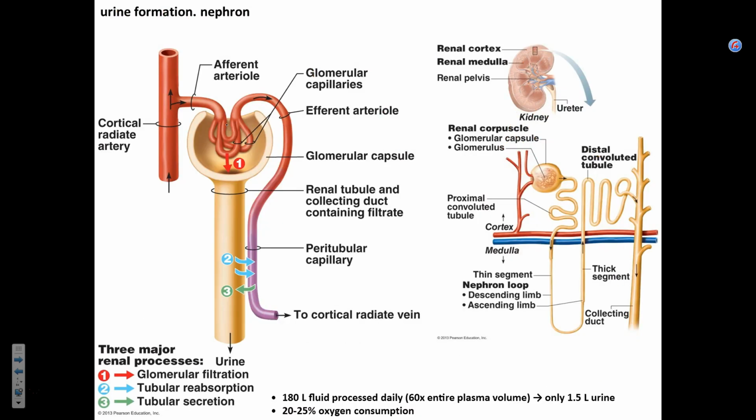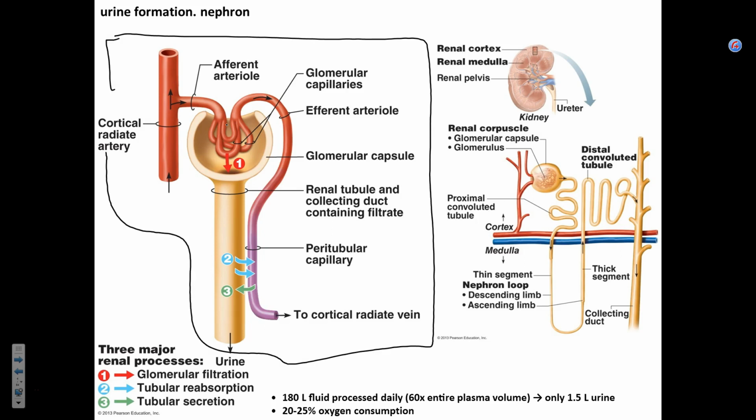So I mentioned the word nephron. Nephron, shown here, is the elementary functional block of kidney. It means that nephron is the smallest unit that actually produces the urine. Does that make sense?